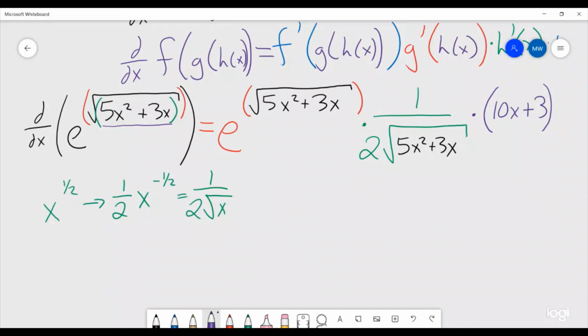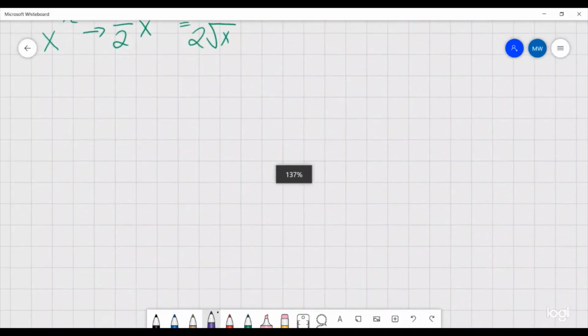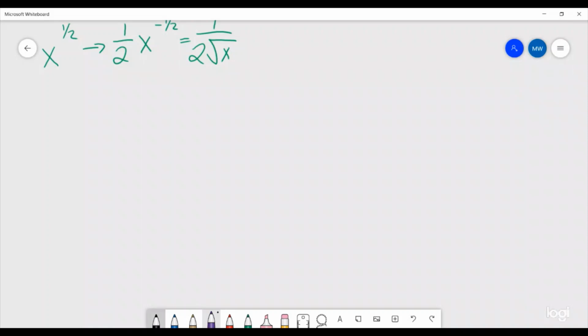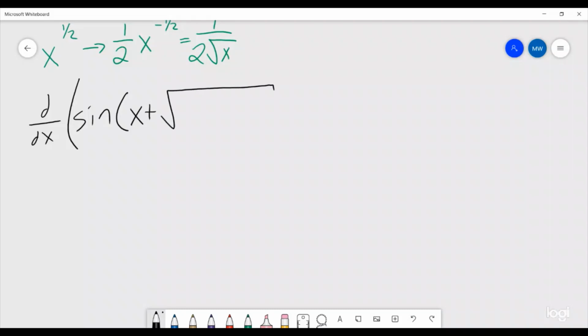Let's do another one together. So this time, take the derivative of sine, here, let's put parentheses. So take the derivative of sine of x plus the square root of tangent x minus x cubed. So take the derivative of this function. Go ahead, pause the video, and try and do this on your own.